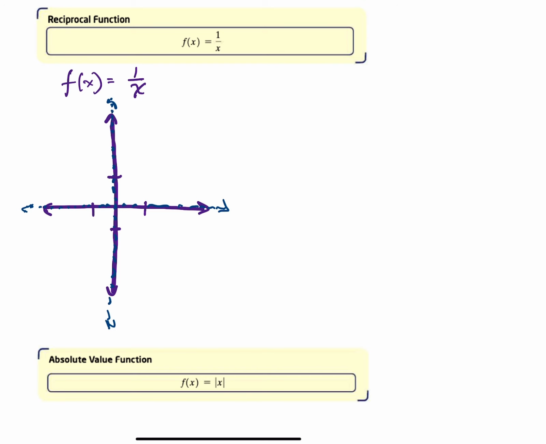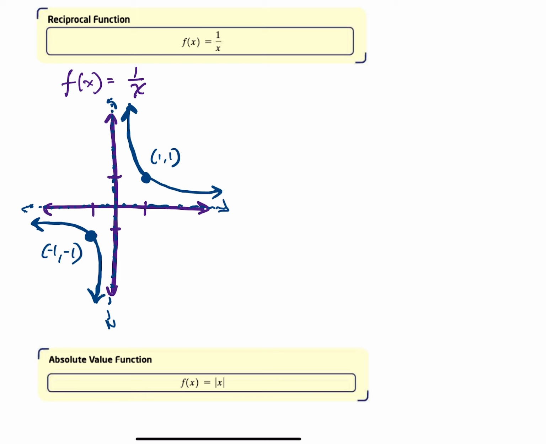1 over 1 is positive 1. 1 over negative 1 is negative 1. So we definitely get 2 points there. Let me use my blue. And if you recall, you get nice curves in the first quadrant and in the third quadrant. So we get this discontinuous shape. So let me label these. 1 comma 1, negative 1, negative 1.